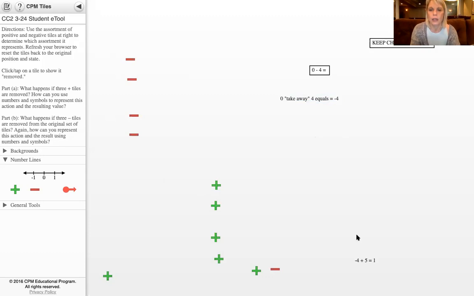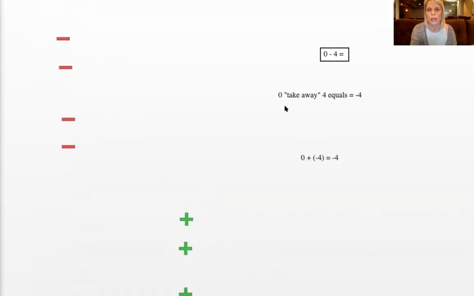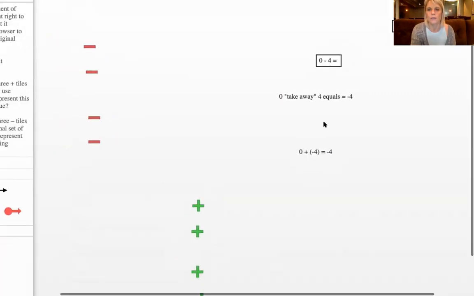And if, again, you check your work with keep, change, change, I have 0, -4, so I'm going to change it to plus, and then change it to a -4, and that equals -4. So checking your work with keep, change, change will help you see that 0 - 4 is the same as 0 plus a -4, which equals -4.